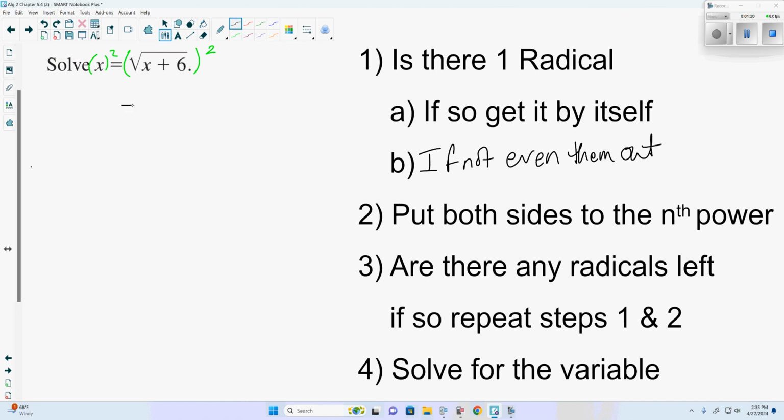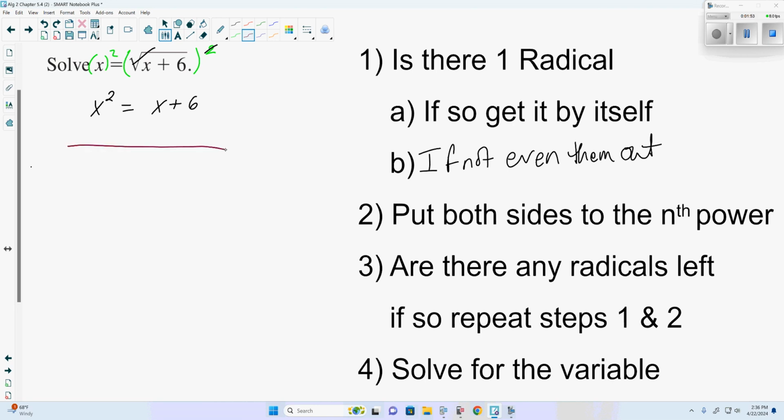Now the right-hand side is kind of nice because the radical and power simplify, leaving us with x plus 6. The left-hand side, we have x and it's being squared, and it will become x squared. Questions on this so far? So, we've done step 2. Step 3, any radicals left? No. So we can move on to step 4 and solve.